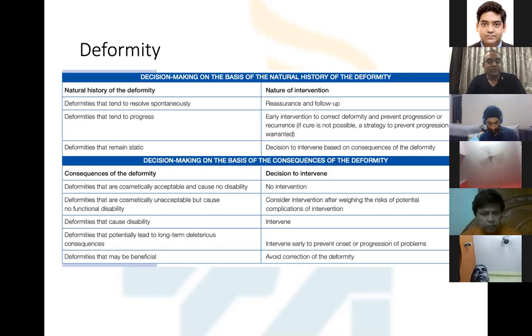When the deformities are causing disability, then obviously you have to go for intervention. And deformities that potentially lead to deleterious consequences, you again have to intervene early. And there are deformities that may at times be beneficial, which is a compensatory one, so avoid correcting these types of deformities. So that is how you have to answer once you get a case and are able to establish a diagnosis. You see the deformity, examine that, and whenever the examiner asks you about planning the treatment, you have to plan accordingly.